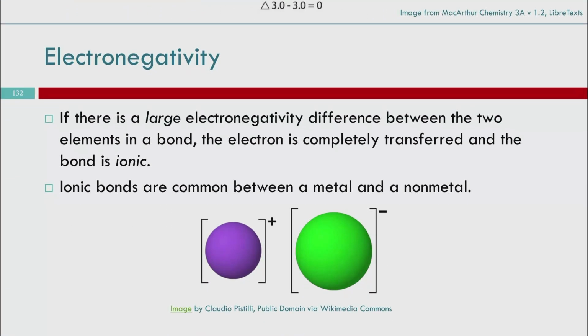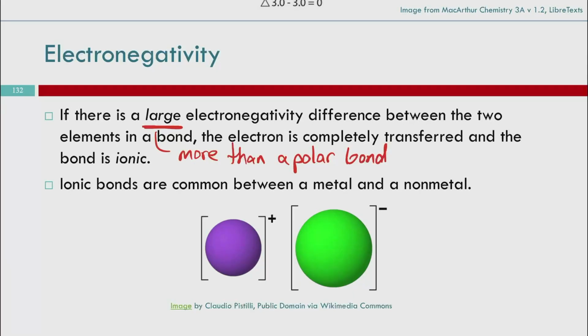If we get, on the other end of the spectrum, a very large electronegativity difference, more than in a polar bond, then that pull, that electronegativity difference gets so big that the one with the higher electronegativity just steals the electron. And that's what's happening in ionic bonds. Remember that ionic bonds are between metals and nonmetals, because that's an ionic compound. So anytime we've got a metal and a nonmetal, we should expect to have an ionic bond.